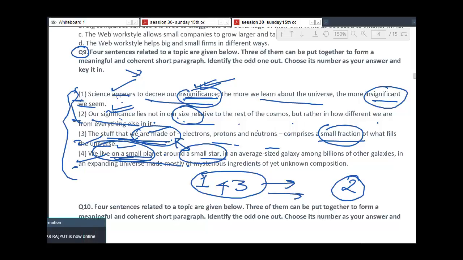In fact, the author's attitude with respect to we is very important. In all the sentences, he says, the more significant we seem here. Then you say, we live on a small planet. Then you say, we are made up of. And then he says how different we are. So in all the statements, he is discussing the human being. But in statements 1, 3, and 4, he discusses the human being's insignificance, while in statement 2, he discusses the human being's significance. And that's why 2 becomes the odd one out.